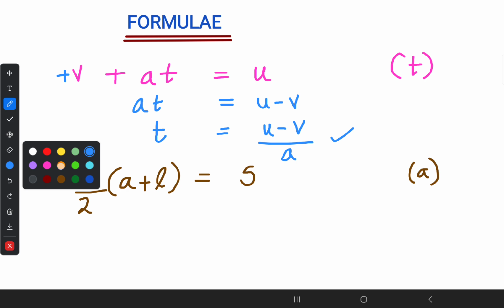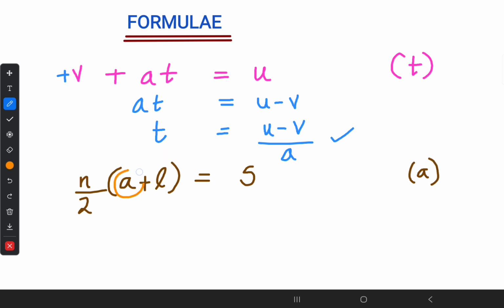For the next question, A would be our subject. For that, first I will bring the dividend 2 as a multiplicand. For the whole bracket, there's a dividend and a multiplicand. We need to do the opposite operations for them first. So n times A plus L is equal to the dividend 2 becoming a multiplicand 2. 2 times S is 2S.